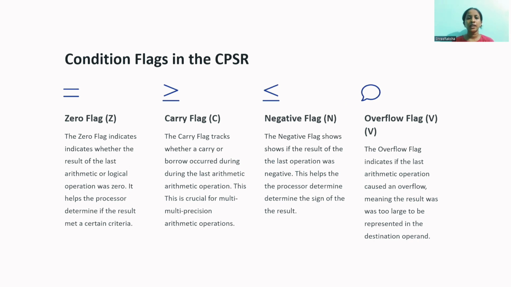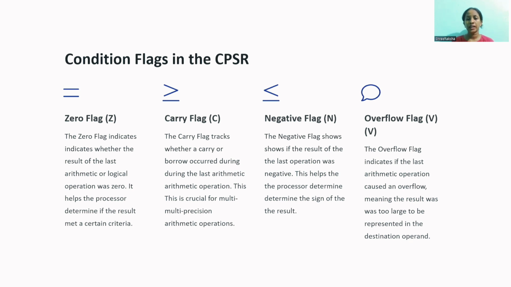Next one is the conditional flags used in CPSR. The first one is the zero flag and it is denoted by Z. It indicates whether the result of the last arithmetic or logical operation was zero. It helps the processor determine if the result met a certain criteria.